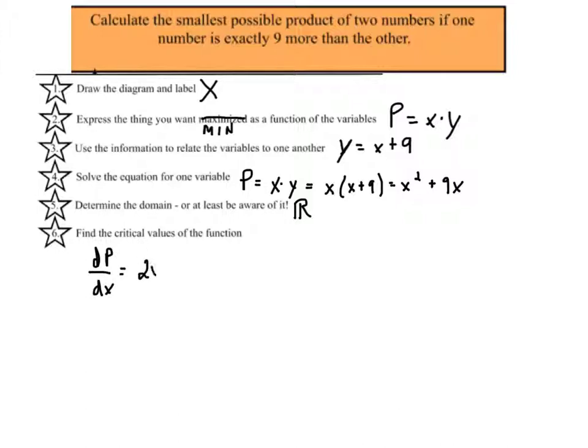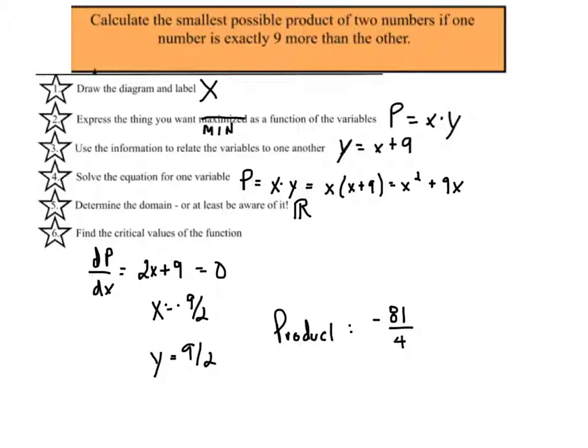is 2x plus 9. So I set this equal to 0. Subtract 9, divide by 2. X is negative 9/2, or negative 4.5. Y then is x plus 9, so it's positive 9/2. And their product, the product of the two, would be negative 81/4.